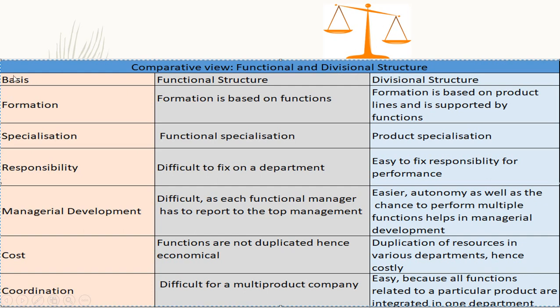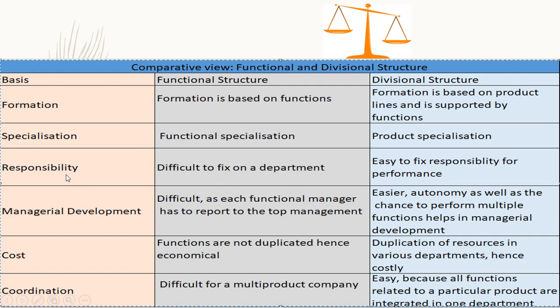I have already explained what is functional structure and what is divisional structure. Now we'll see the comparison between them. On the basis of formation, a functional structure is based on functions, whereas a divisional structure is based on the product line and it is supported by function. Now, on the basis of specialization, in functional structure, it is completely functional specialization, but in divisional structure, it is product specialization.